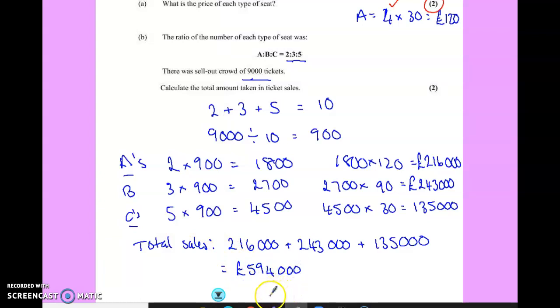Okay, marks for this part then. You get your first mark for working out how many of each seat type there were, working out these 3 here. You get your second mark for your total amount of sales. It's a lot of working for your 2 marks for that question.